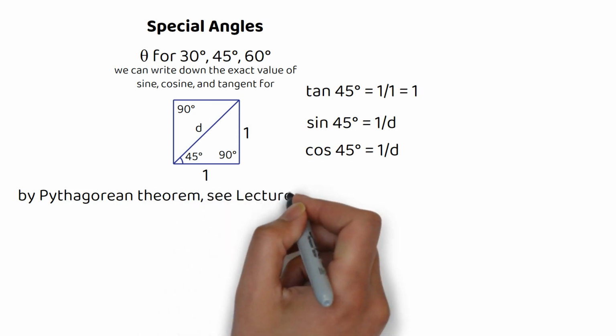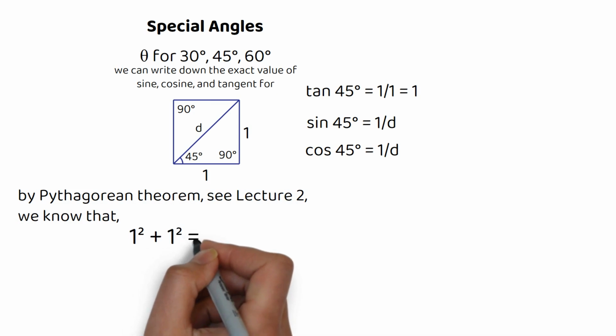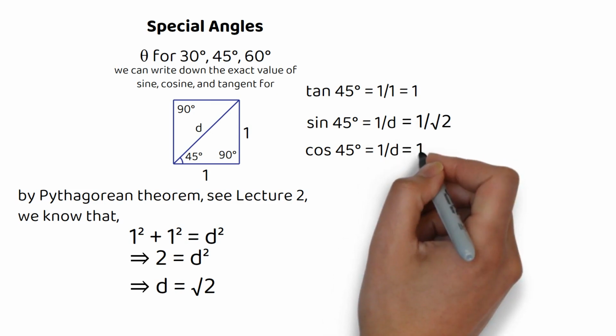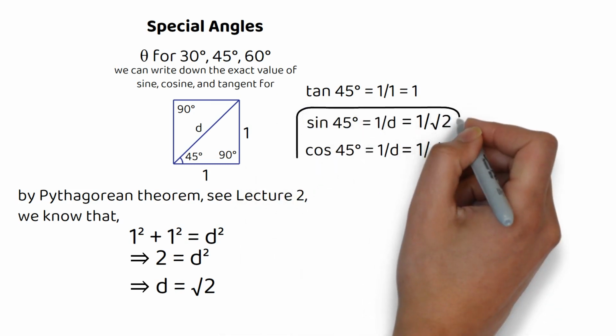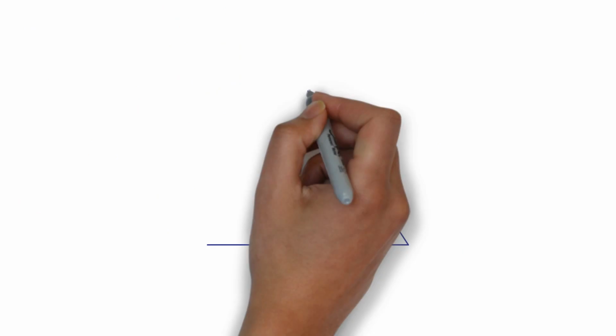By the Pythagorean theorem, which we discussed back in Module 2, we know that 1 squared plus 1 squared equals d squared, which means that 2 equals d squared, which means that d equals the square root of 2. That tells us that the sine of 45 degrees and the cosine of 45 degrees are both 1 divided by the square root of 2, which is approximately 0.707.